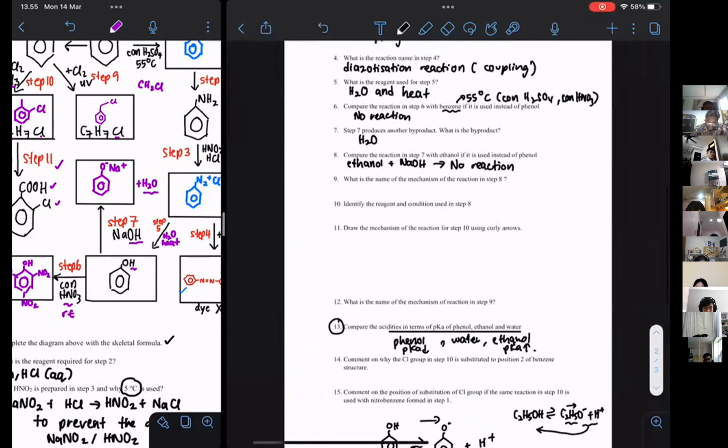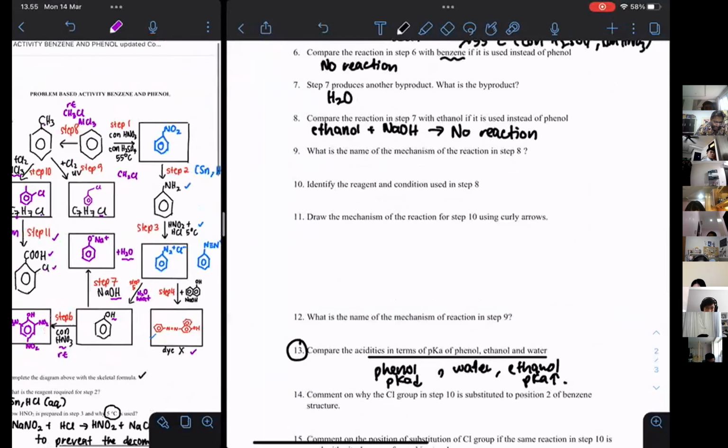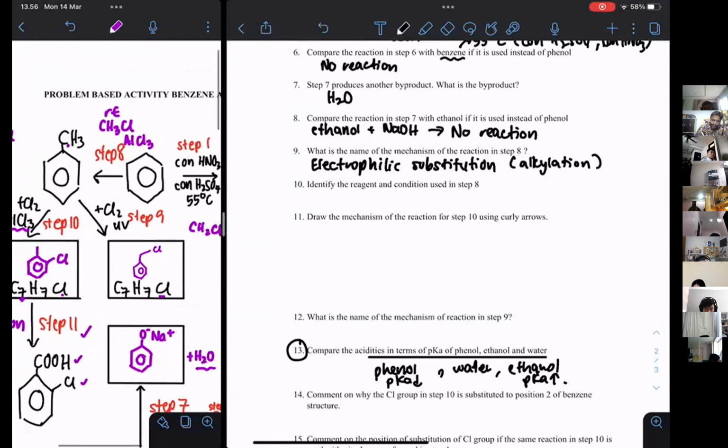So if I move on, what is the name of the mechanism in step number 8? Step number 8 is going to be electrophilic substitution. Make sure you know this. For the mechanism, they didn't ask you to give a name like Friedel-Crafts alkylation. So be specific. If you want to include alkylation, up to you, put a bracket like that. Identify the reagent and condition used in step number 8. So the reagent is going to be CH3Cl.